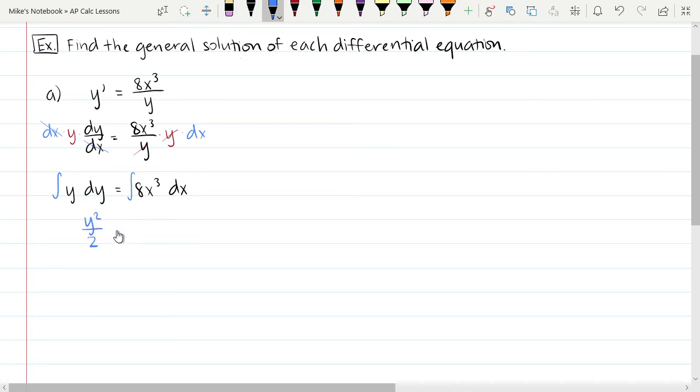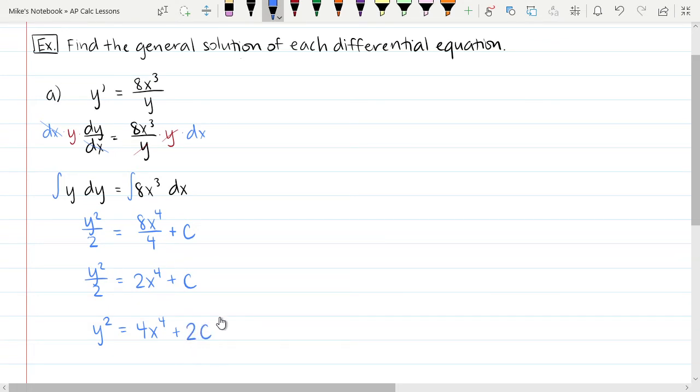So y squared over 2 equals, now 8x to the third, again, that's going to be 8x to the fourth divided by 4, and then we're going to put the plus c for the right side. Now let's go ahead and clean this up a little bit. So I've got y squared over 2 equals 2x to the fourth plus c. Now, I'm going to multiply both sides by a 2, so I get y squared equals 4x to the fourth plus 2c.